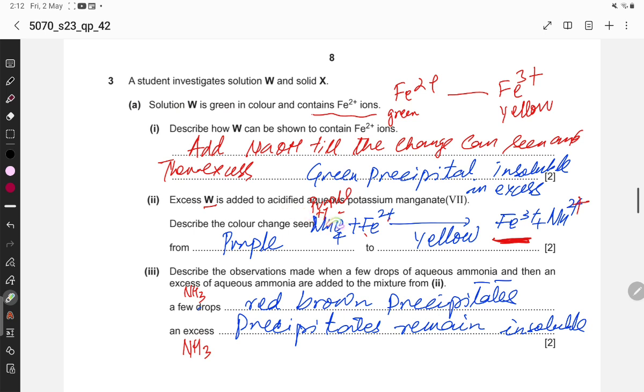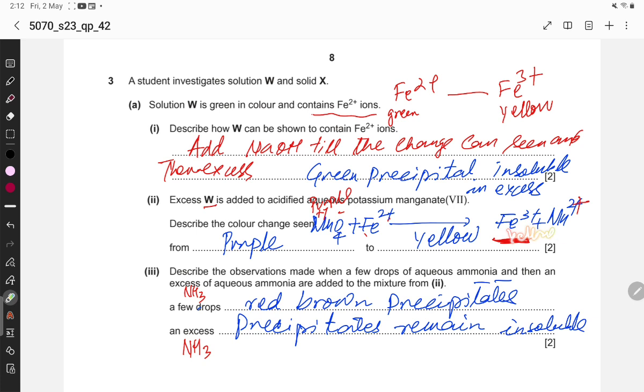Excess W is added to acidified potassium manganate 7. Describe the color change seen. So this is the reaction of manganate with iron 2 to form iron 3. So this is the iron solution. The color change will be purple to yellow, and the solution of iron 3 is yellow in color.